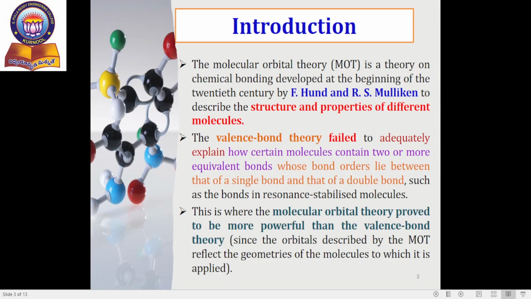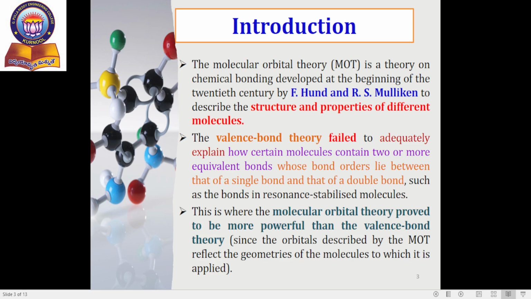In introduction, the molecular orbital theory is a theory on chemical bonding developed at the beginning of the 20th century by F. Hund and R. S. Mulliken to describe the structure and properties of different molecules.